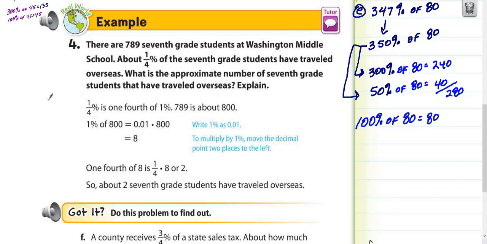And again, a quick reminder right over here. If you were doing 10% of 800, you would move the decimal 1 place, and you would get 80 because you would be dividing by 10. If you are doing 1% of 800, that decimal moves twice because you're dividing by 100. 1 part out of 100. Remember, percent is out of 100. So 1 part out of 100, you have to divide it by 100.